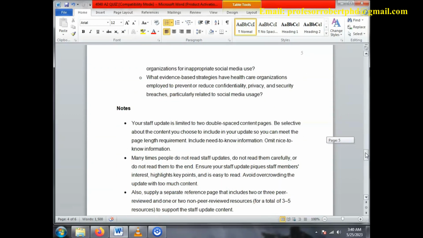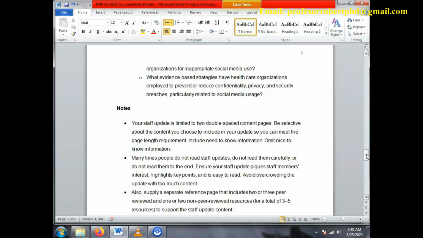What evidence-based strategies have healthcare organizations employed to prevent or reduce confidentiality, privacy, and security breaches, particularly related to social media usage? Notes: your staff update is limited to 2 double-spaced content pages. Be selective about the content you choose to include in your update, so you can meet the page length requirements. Include need-to-know information. Omit nice-to-know information.